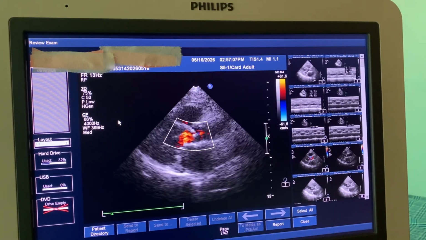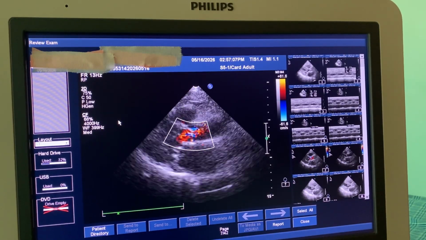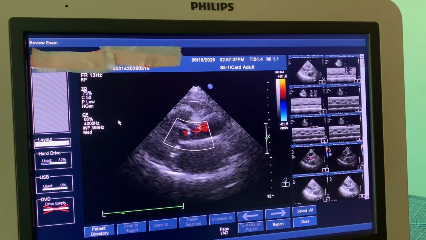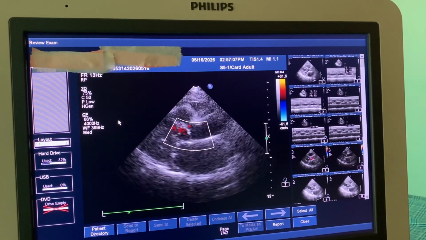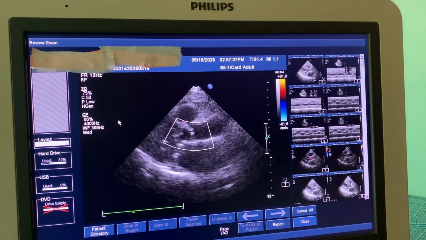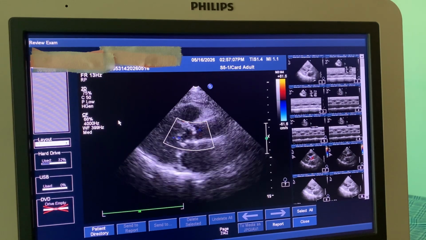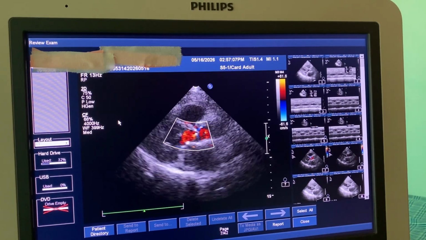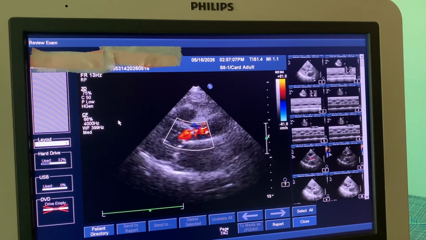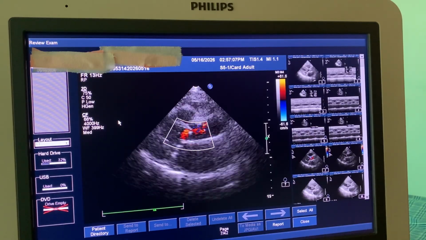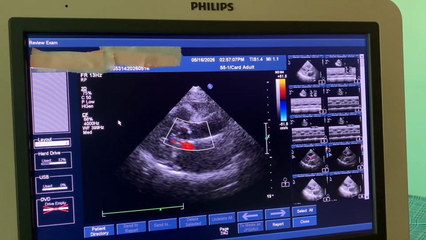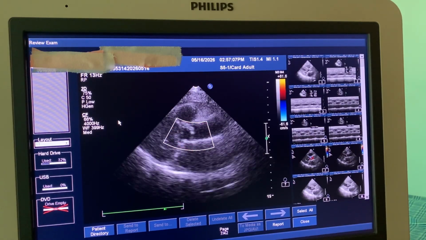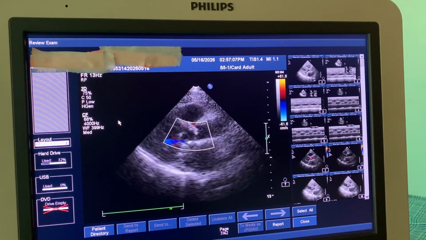Another one that can cause left atrial dilatation is mitral stenosis. If not, you can have diastolic dysfunction, and another one is dilated cardiomyopathy. They can cause left atrial dilatation. Here, we don't see any form of regurgitation.